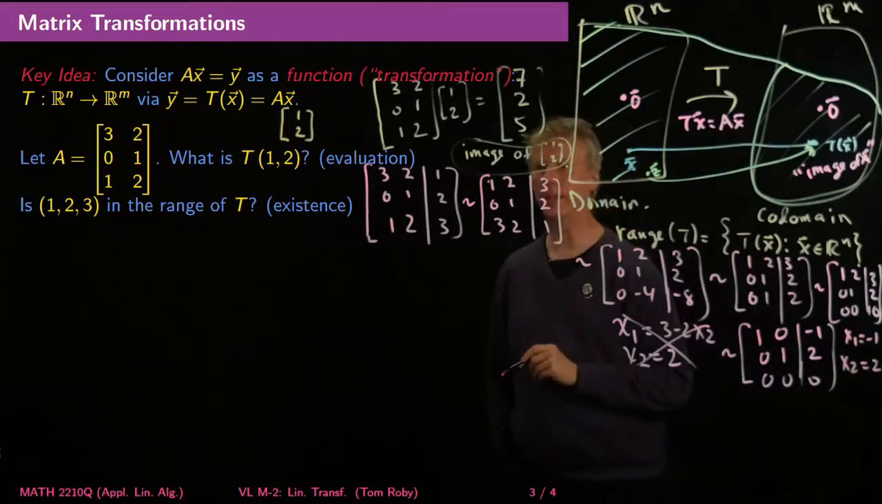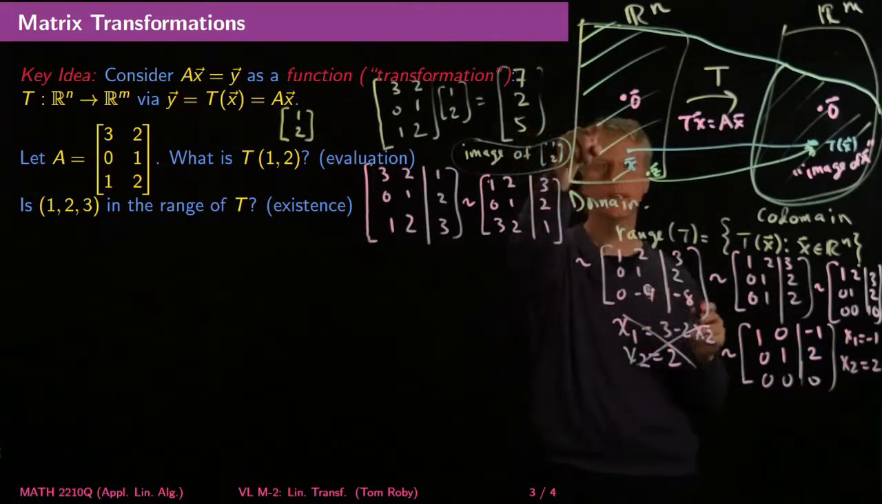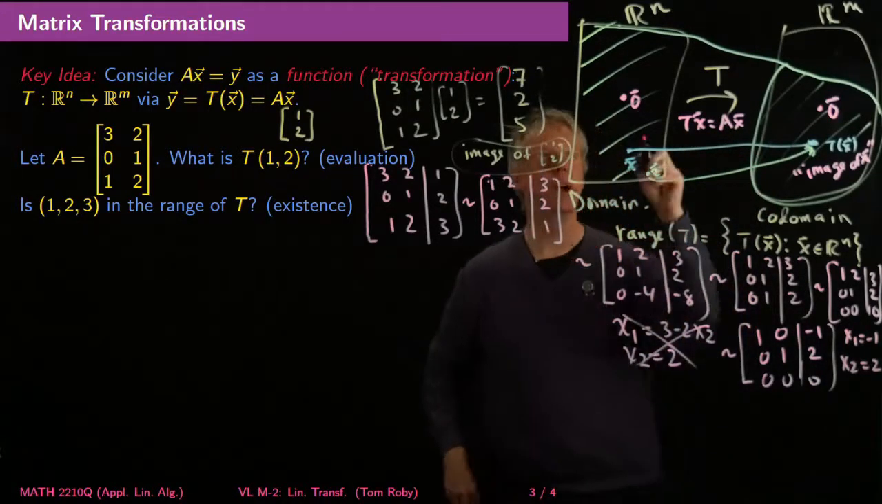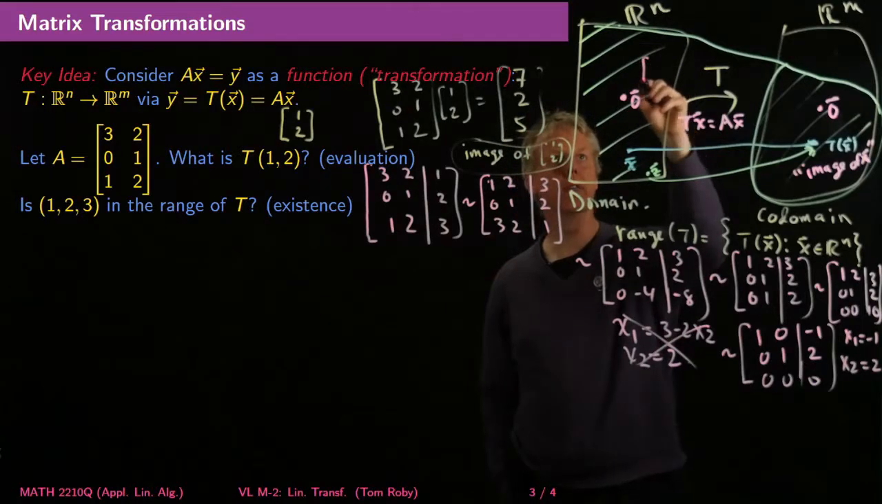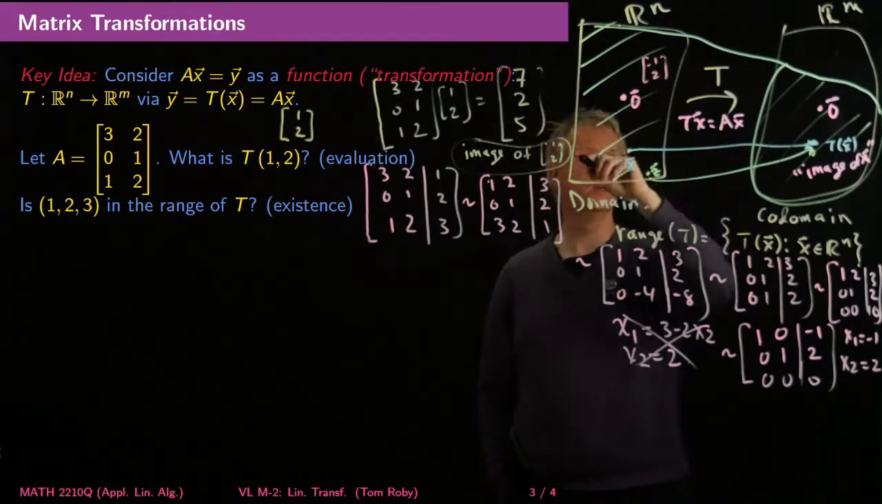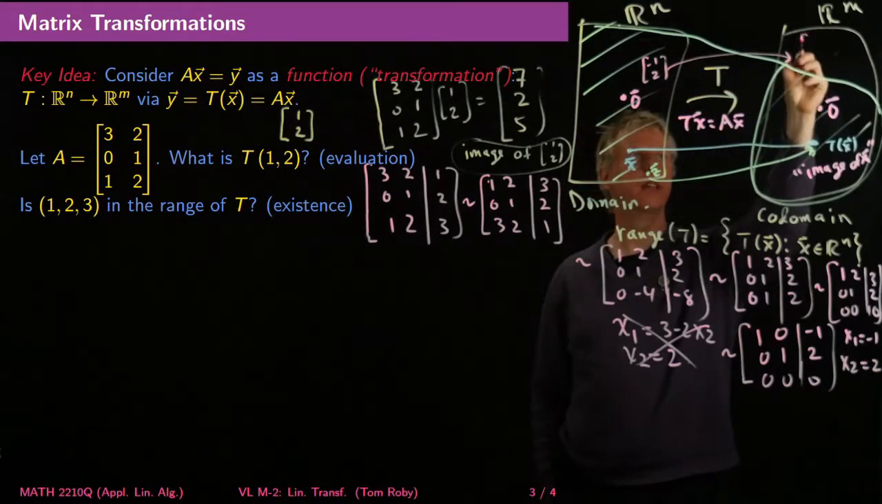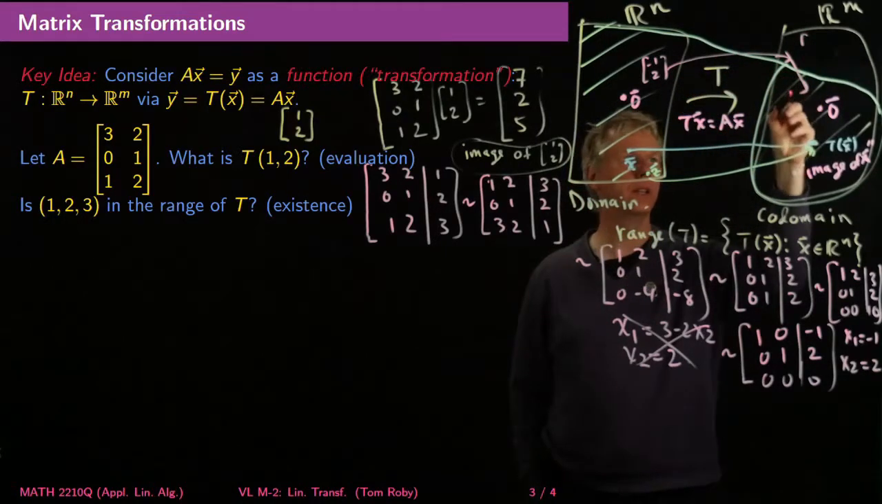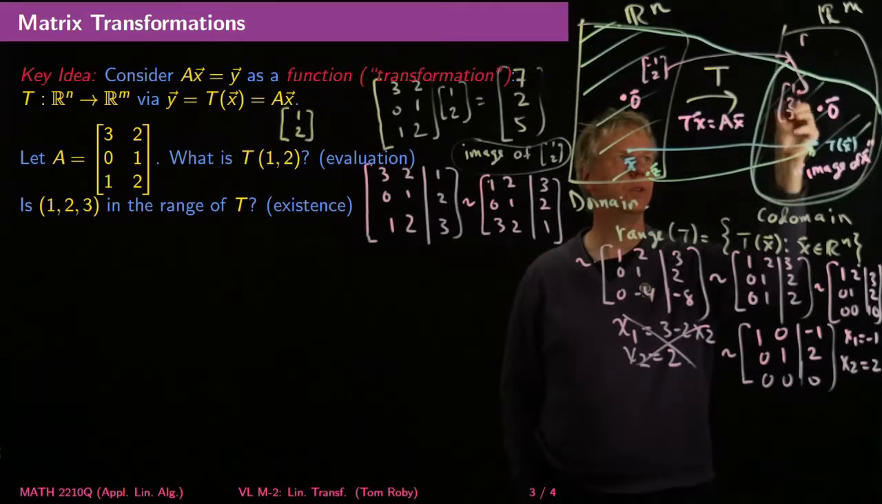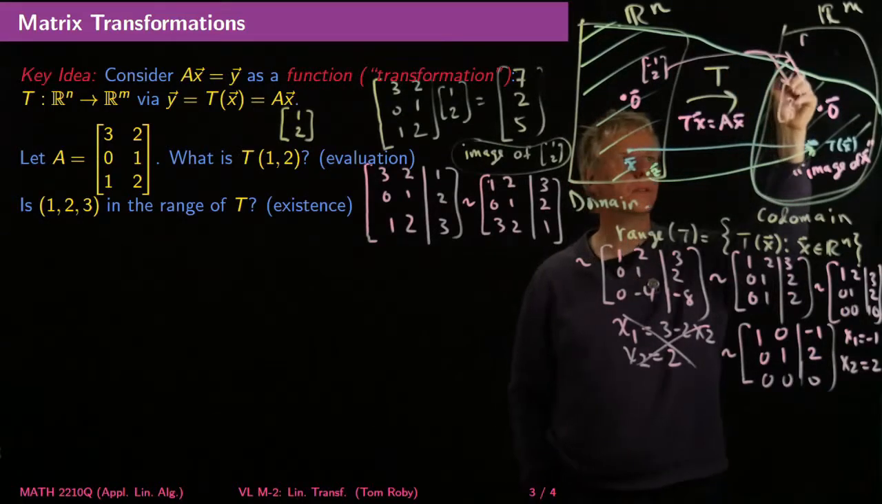And so what I'm claiming now is that that is the vector over here, right? So over here somewhere I've got negative 1, 2. And according to this transformation, that's what goes to, it has to go someplace in here, that's what goes to 1, 2, 3.